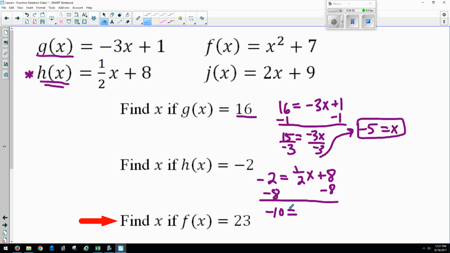So I have negative 10 is equal to 1/2 x, and I want to get rid of this fraction. So I'm going to multiply both sides by 2. And that's going to give me negative 20 equals x.